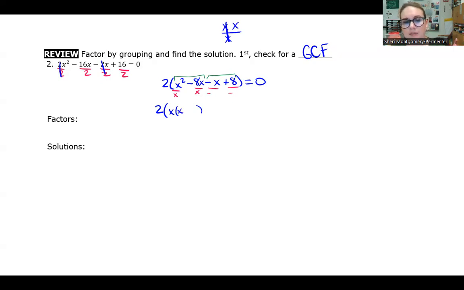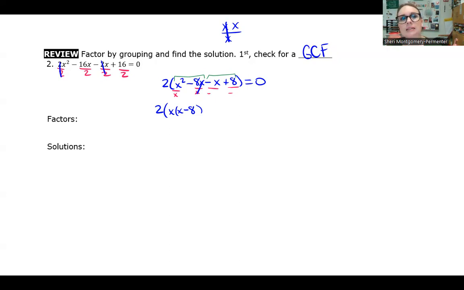Negative 8X divided by X. X over X is 1, so I end up with minus 8. Factor by grouping. My whole goal for factor by grouping is to get 2 factors that are the same. And if I don't, I did something wrong. So my first factor is X minus 8. My second one, I better see that again as X minus 8. If I don't, I did something wrong.